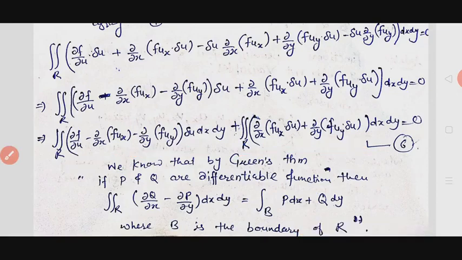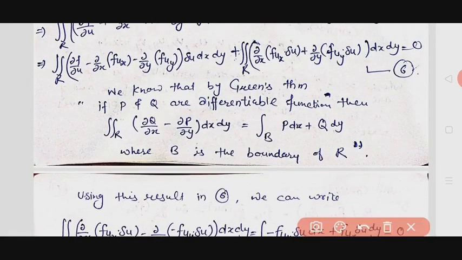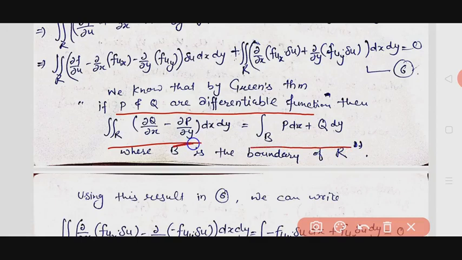By the Green theorem we know that if P and Q are differentiable functions, then the double integral over the region R of ∂Q/∂x minus ∂P/∂y dx dy is equal to the integral over the boundary of P dx plus Q dy. Okay, so what Green's theorem does is convert our surface integral into a curve integral. So the integral over the region we were talking about, we have converted into an integral over the boundary. Just remember this, it will be in this form: ∂Q/∂x minus ∂P/∂y.